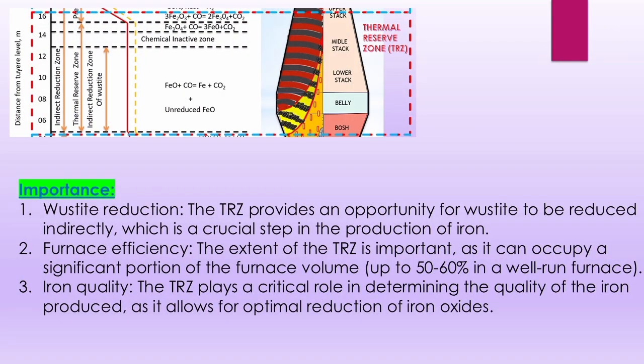Importance. 1. Wustite reduction. The TRZ provides an opportunity for wustite to be reduced indirectly, which is a crucial step in the production of iron. 2. Furnace efficiency. The extent of the TRZ is important, as it can occupy a significant portion of the furnace volume, up to 50 to 60% in a well-run furnace. 3. Iron quality. The TRZ plays a critical role in determining the quality of the iron produced, as it allows for optimal reduction of iron oxides.